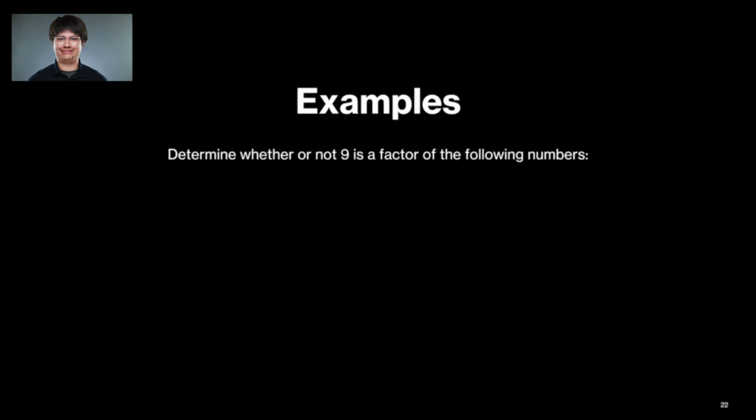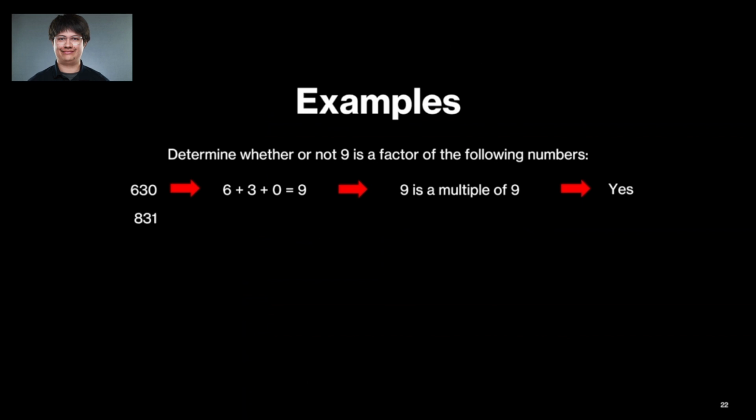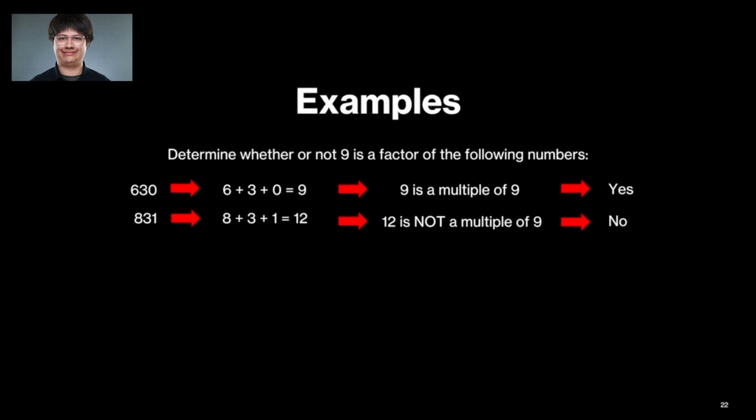So, is 9 a factor of 630? Well, first add up the digits, so 6 plus 3 plus 0 gives me 9. And we know 9 is a multiple of itself. So, 9 is a factor of 630. Okay, let's try 831 now. So 8 plus 3 plus 1 gives me 12. But 12 doesn't appear on our times table, showing that 12 isn't a multiple of 9, which means 9 can't be a factor of 831.